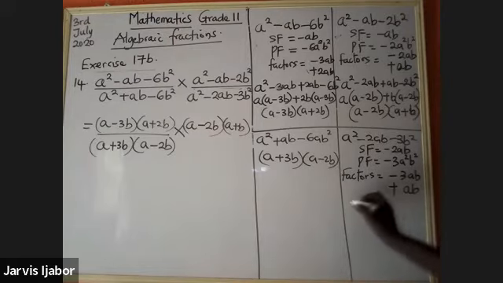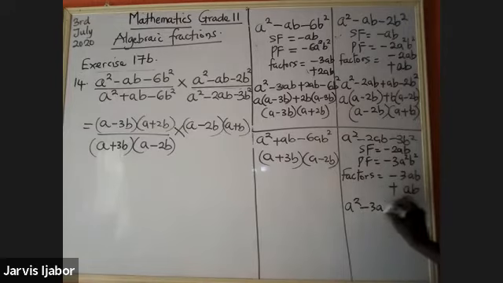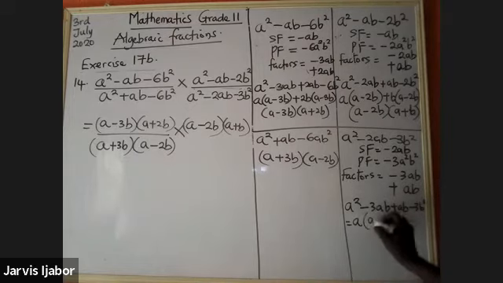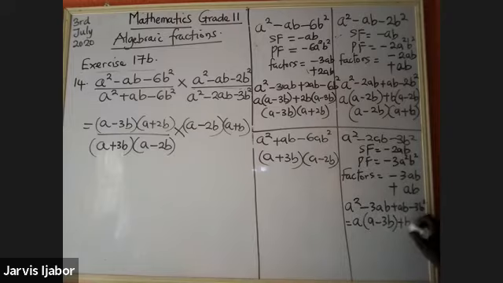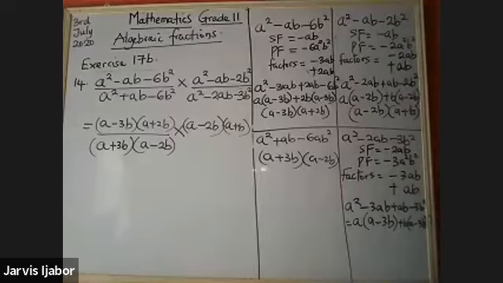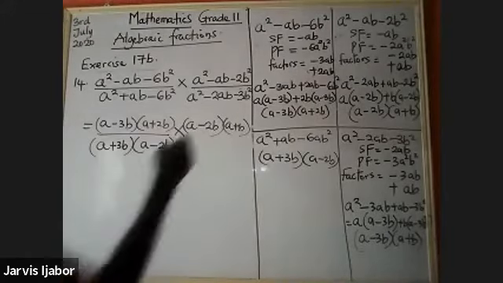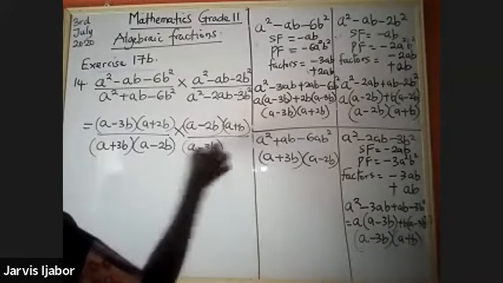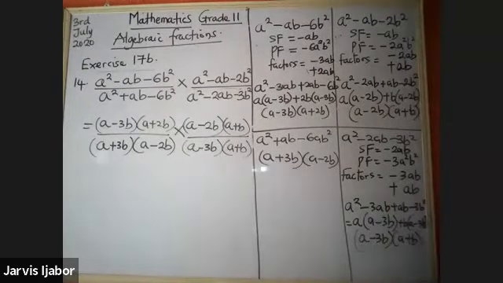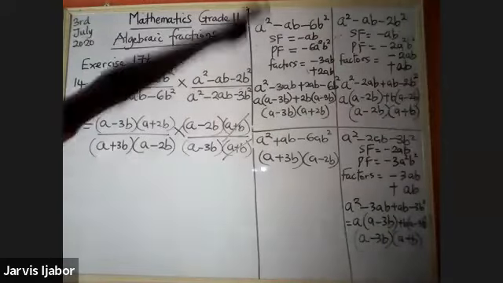So from here, we can finish it up to say that a squared minus 3ab plus ab minus 3b squared. What will this give you? A into A minus 3B plus B into A minus 3B. So that settles that. So that will be A minus 3B into A plus B. All right, so with that, this will now be over what? A minus 3B into A plus B. So what do you do here? This can cancel this.